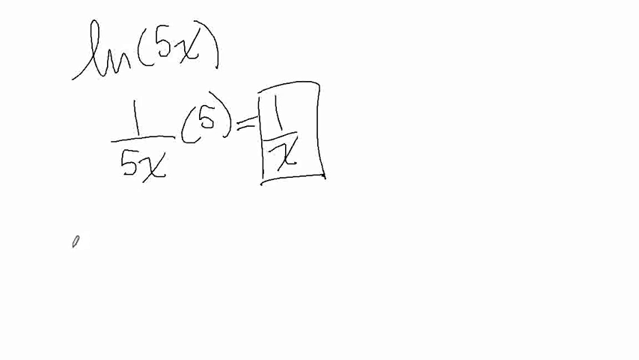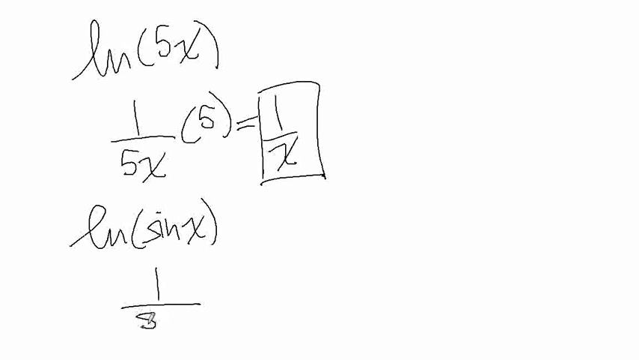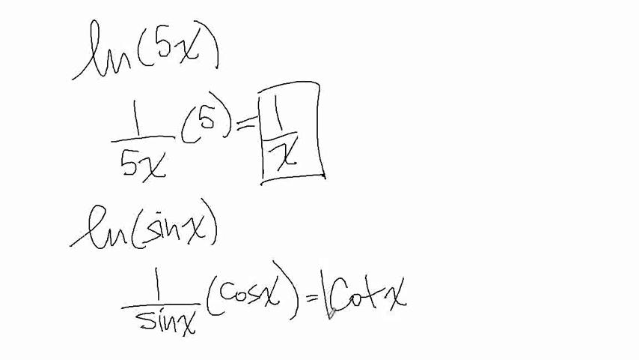What about the derivative of the natural log of the sine of x? Okay, so that's 1 over the sine of x times the derivative of the sine of x, which is the cosine of x. So the most compact way that I could write that is the cotangent of x. Okay?